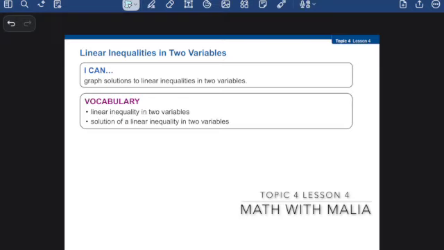Today we're doing Savvas enVision Algebra 1, Topic 4, Lesson 4, Linear Inequalities in Two Variables. After this lesson, you'll be able to graph solutions to linear inequalities in two variables. And we've got some new vocabulary. What is a linear inequality and what is the solution to a linear inequality? It's very similar to a linear equation. We just have a greater than or less than symbol.